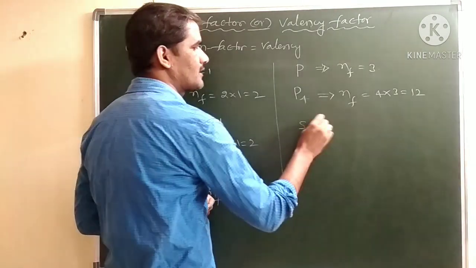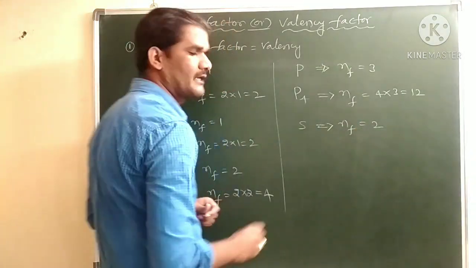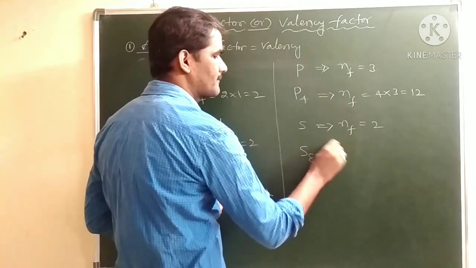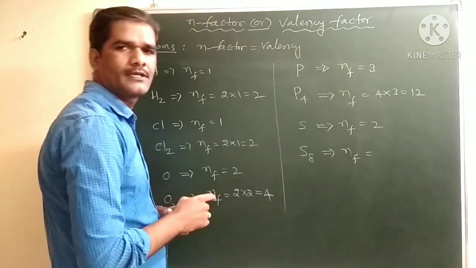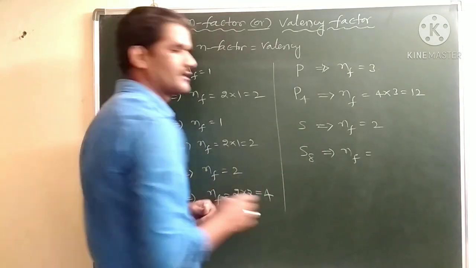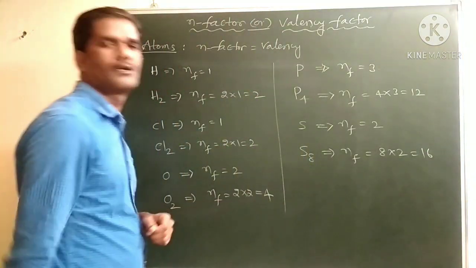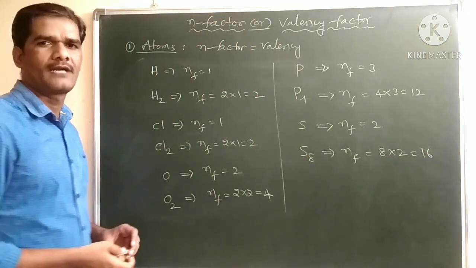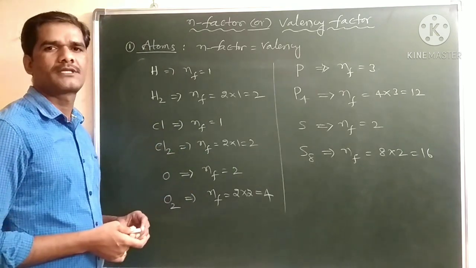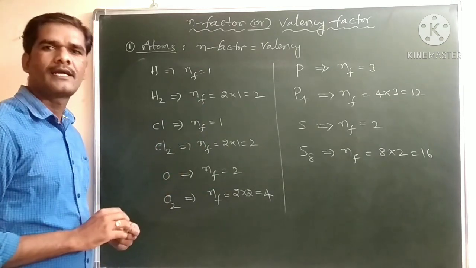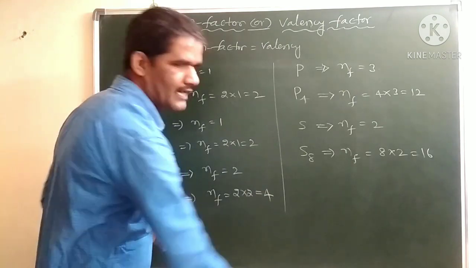Similarly, sulfur N factor is 2, but if you take S8, octatomic state, each molecule of the molecular form of sulfur has 8 sulfur atoms, so 8 into 2, it is 16. So this is the complete N factor structure for the atoms case. If an atom exists in the polyatomic state, in such case also we can calculate N factor like this. This is one type of calculation, for atoms.